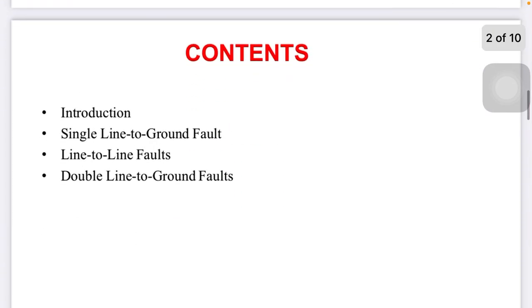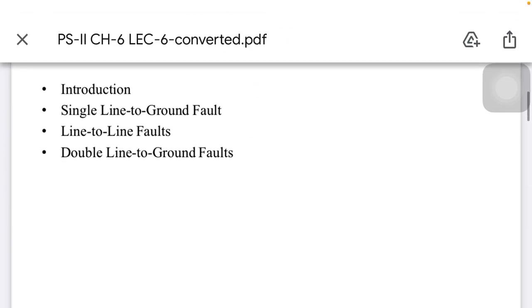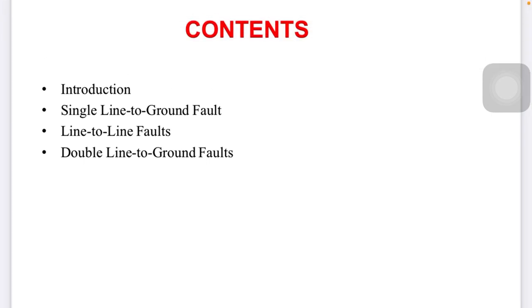Today, in lecture number 6 of Power System 2, from chapter number 6, the contents are the introduction, single line to ground fault, line to line fault, and double line to ground fault. In the previous lecture number 5, we discussed symmetrical and unsymmetrical faults, how they occur, their types, and all these things.